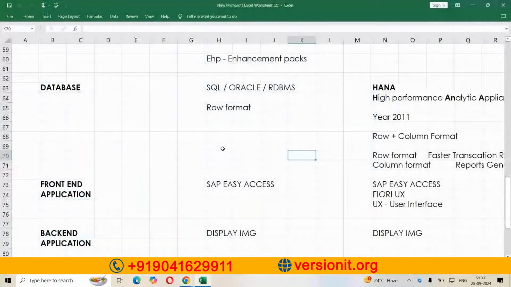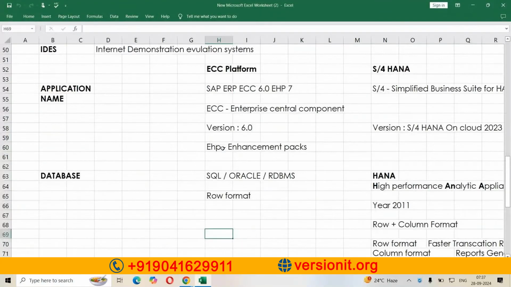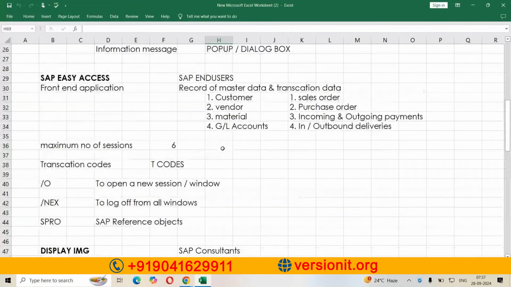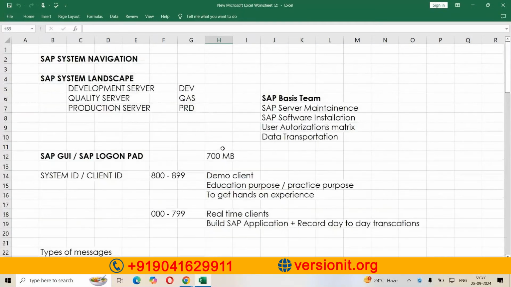Today's session. So this was our last class where I was trying to basically talk about the system navigation, like how we are going to be working on SAP application. So there are going to be three different servers on which we try to work. One on the name of development, second quality, and third one we name it as production over here.